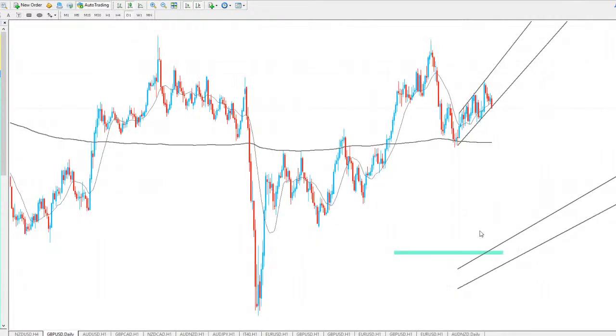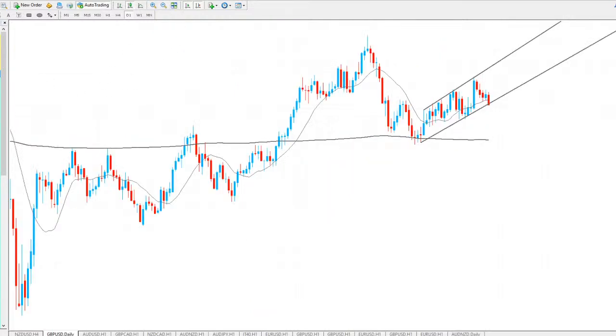We do have on the daily chart, if I move this, we do have on the daily chart a bit of an upwards trend line in the market, as you can see.